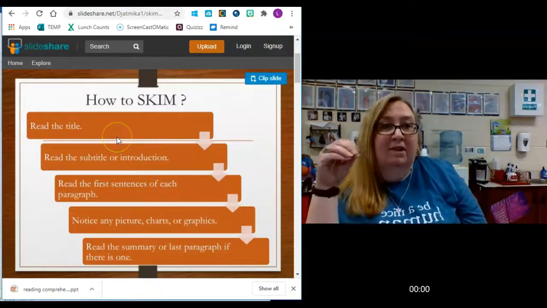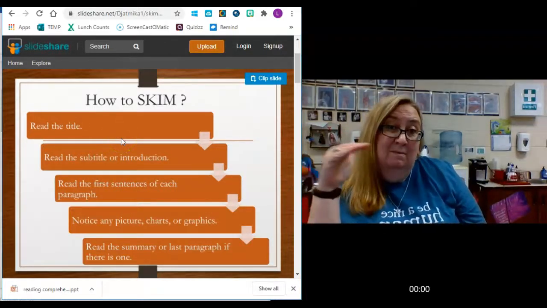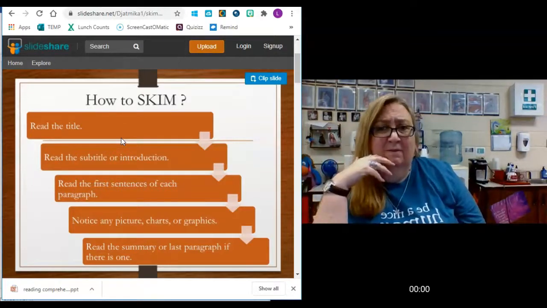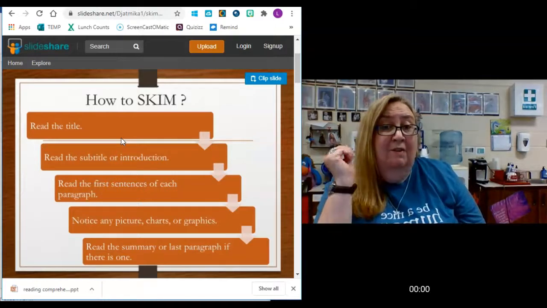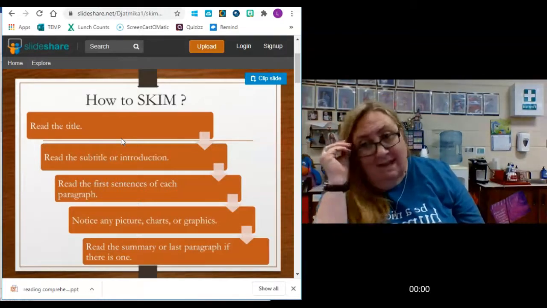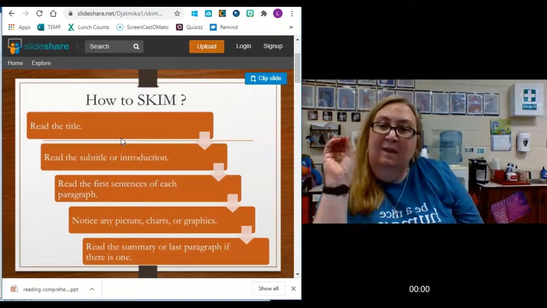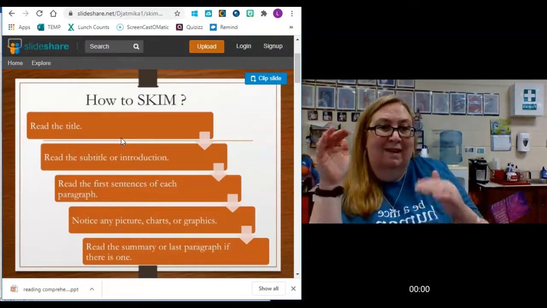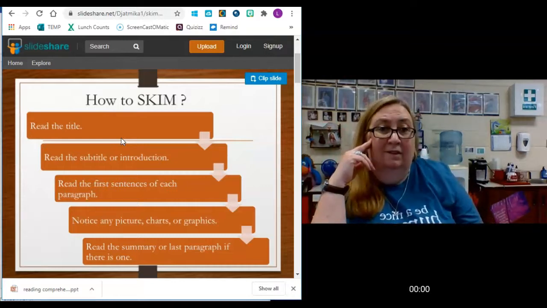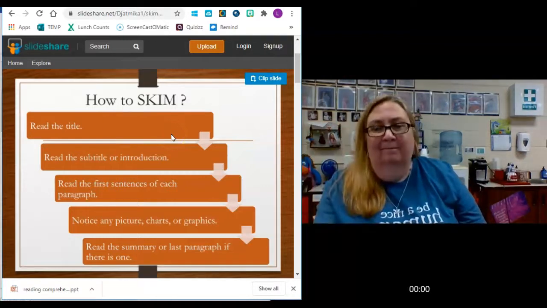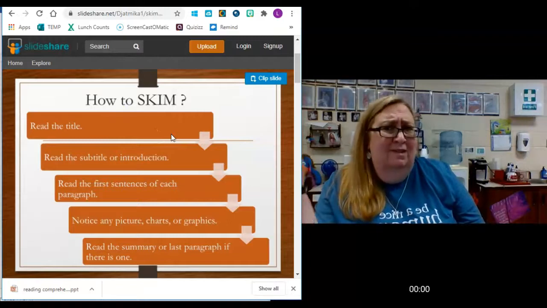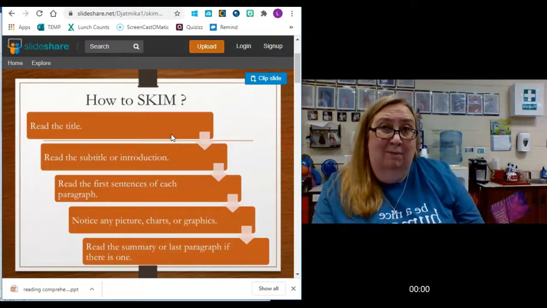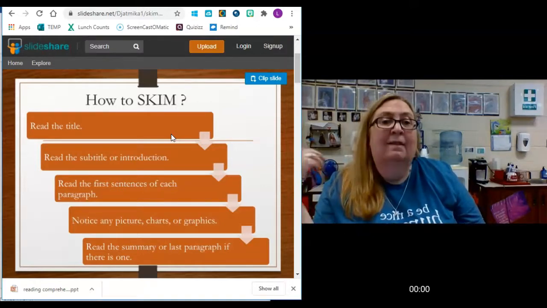So if I'm given an article, I'm going to read the title and the subtitle, maybe the introduction, maybe just the first sentence of every paragraph. I'm going to pay attention to charts and graphs and pictures, any kind of graphics. And I'm going to read a summary if there is one. If there's not one, I'm probably going to go and read the last paragraph. So I've read the first, the last, and the first sentence of everything in between and looked at the illustrations. Now, am I going to be able to answer in-depth questions about that article? No. Can I give you a pretty broad view of what the main idea is? Probably so.